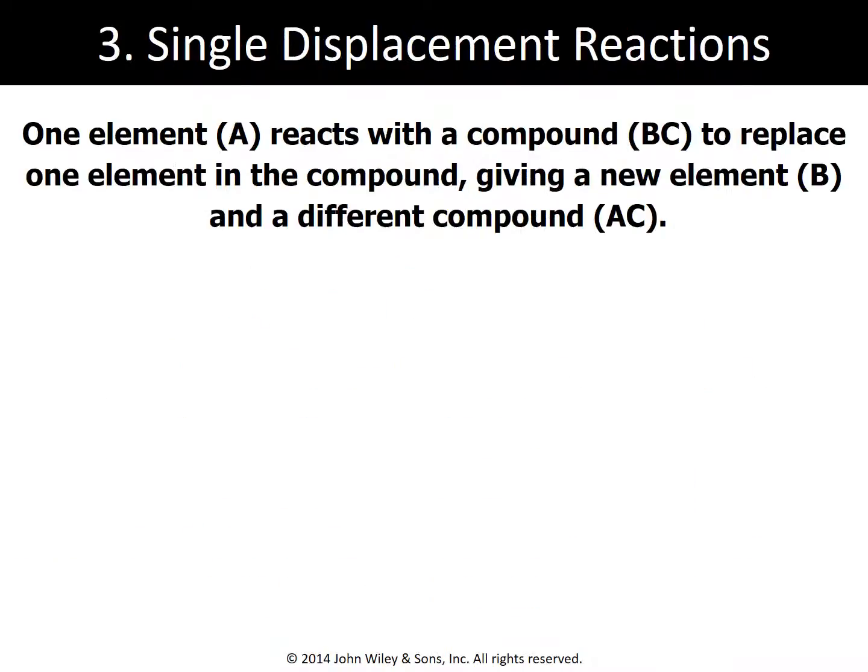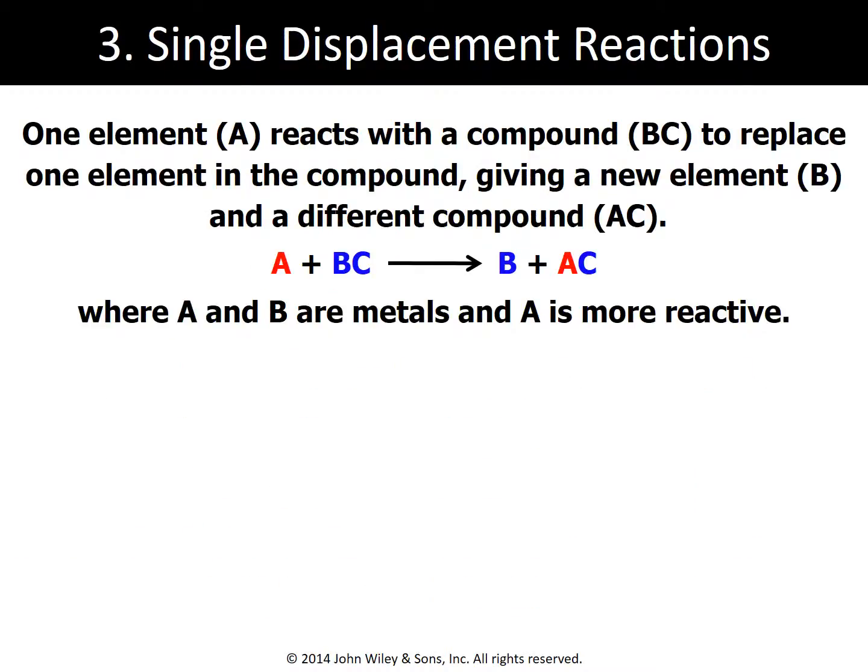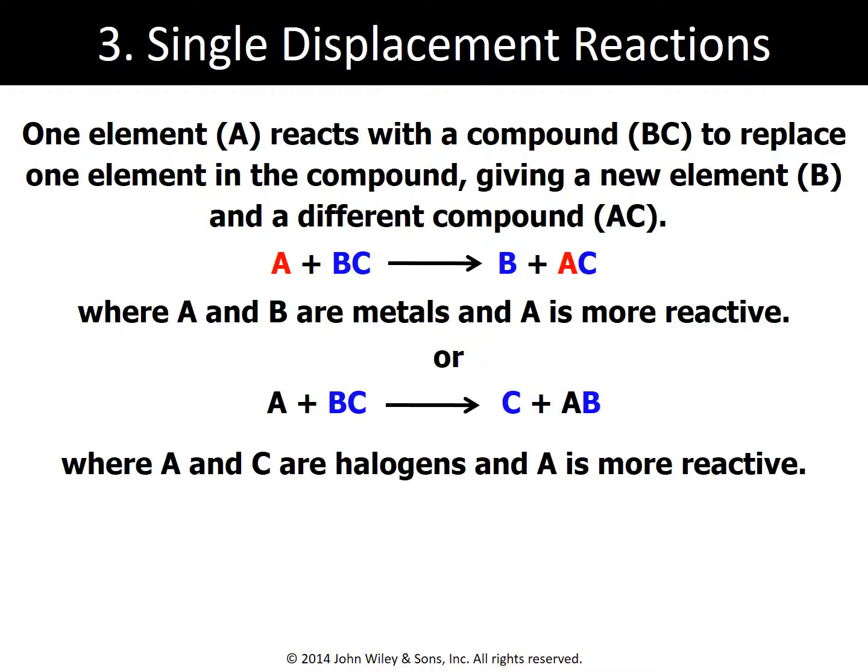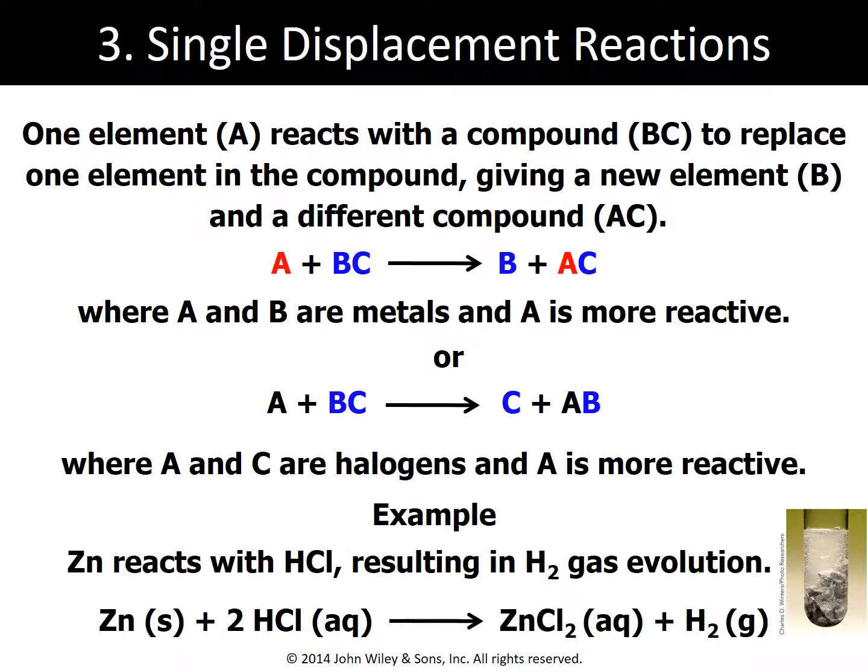Our single displacement is when we have one element that reacts with a compound and replaces one of the elements in the compound, giving our other element B plus a different compound. Or we can see A plus BC gives us C plus AB. So in our example, we can see zinc with hydrochloric acid yielding zinc chloride plus hydrogen gas. So our hydrogen has been kicked off and replaced with zinc. And you actually can see this reaction happening in the bottom right. And we'll also do this reaction in lab.